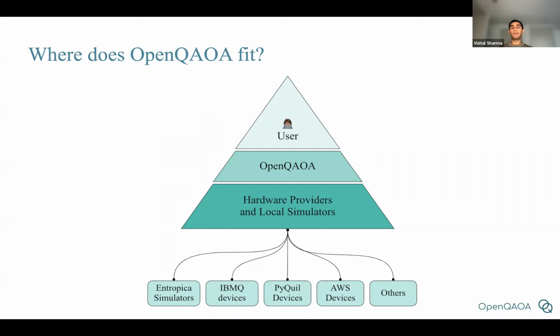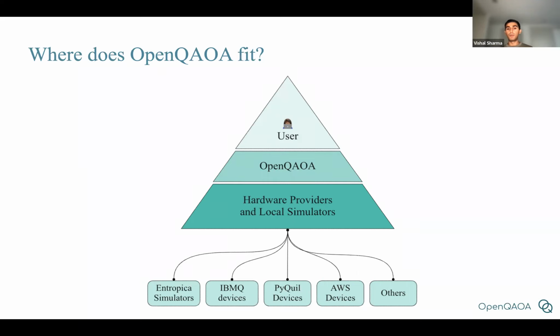So for example, we also offer a couple of really nice Entropica simulators. One of them is really fast in comparison to, let's say, IBM Q simulators for small problems. So it's good for prototyping, and it runs on your laptop. So there's no connection problem.